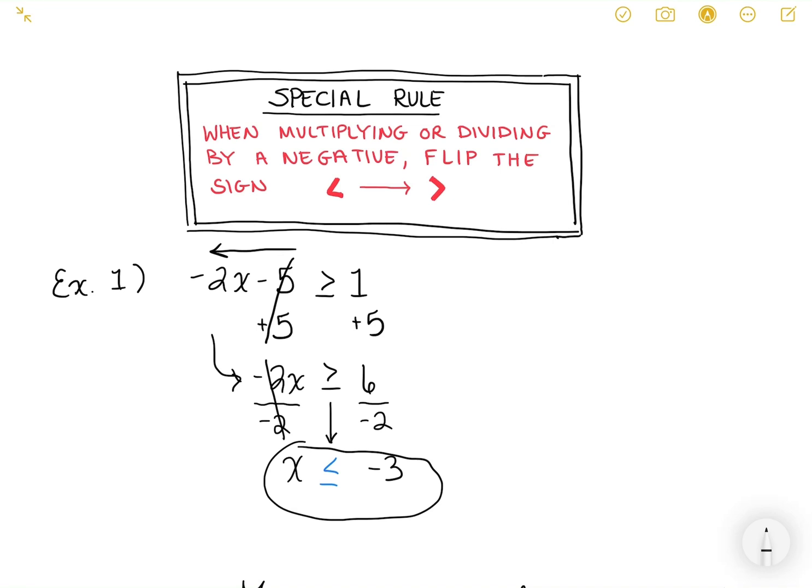Remember that you do not need to flip the sign if you're adding or subtracting, so don't be tempted to see a negative sign in the problem and assume that you need to switch the sign. You only switch the sign if you have multiplied or divided both sides of the inequality by a negative number.